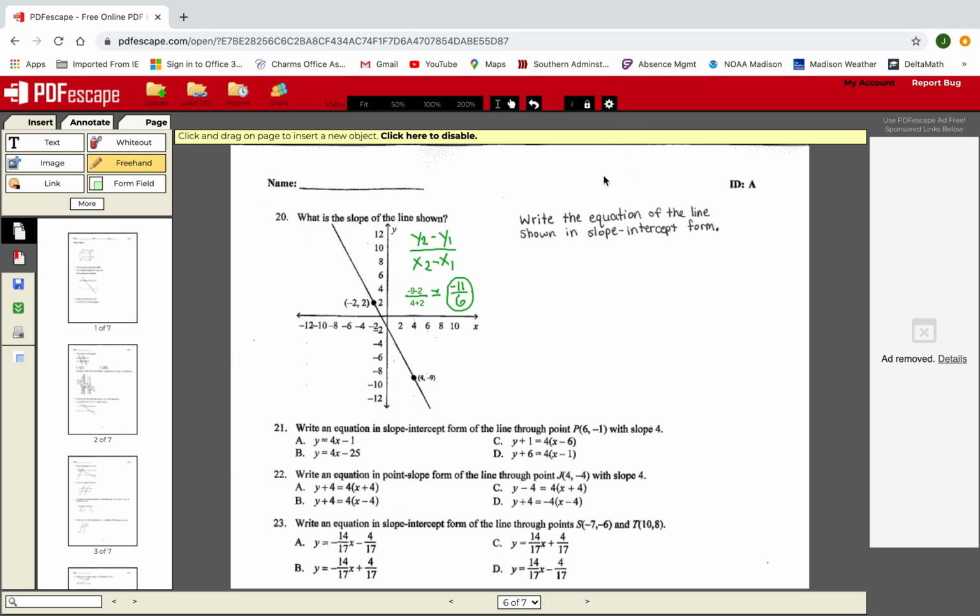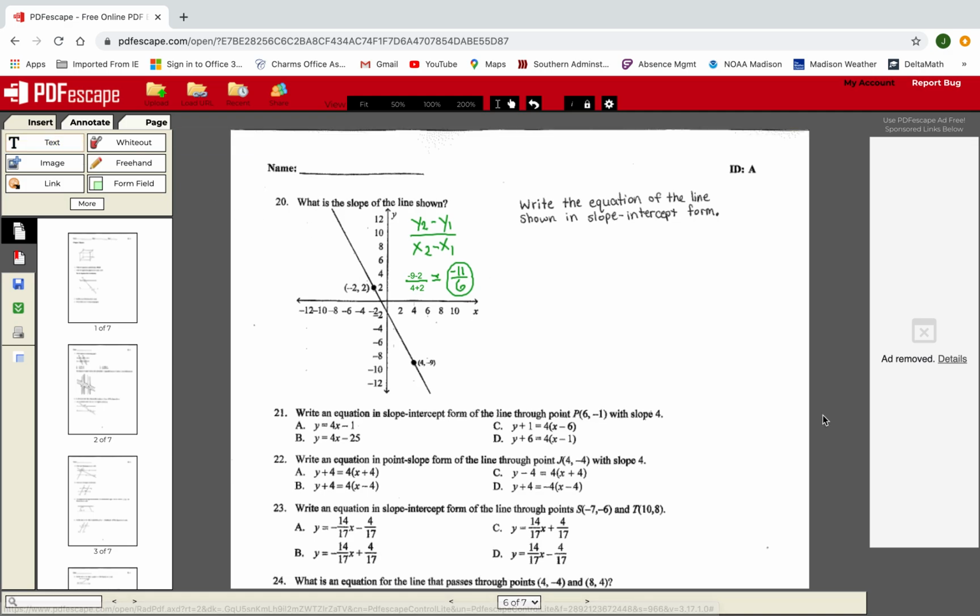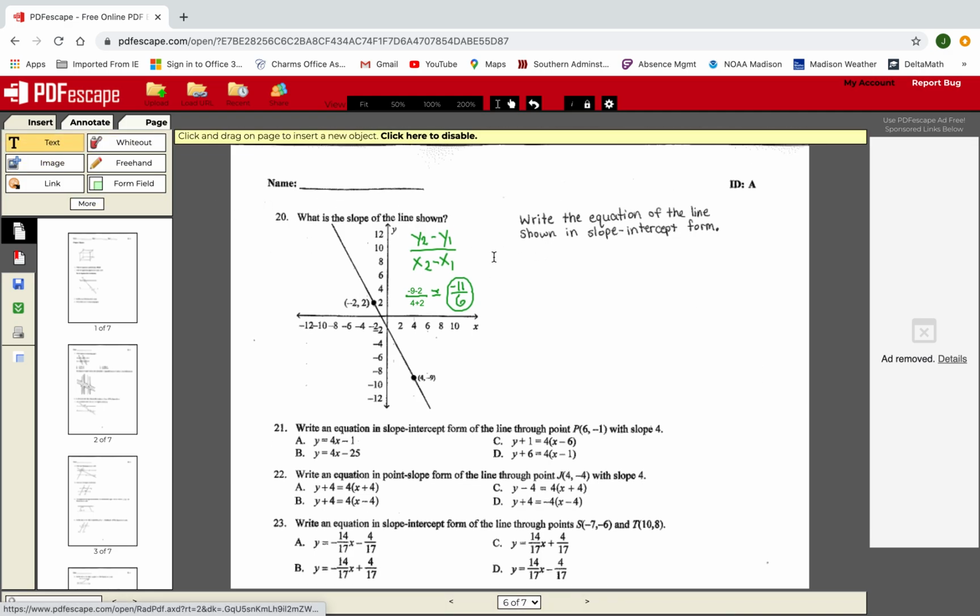All right, now we want the equation of the line shown in slope-intercept form. So we have the slope and we have a point. So we're going to start with point-slope form, and then we will change that to slope-intercept form. We're starting with point-slope form because we have a point and slope. We do not have the y-intercept, so we can't go straight to slope-intercept form.